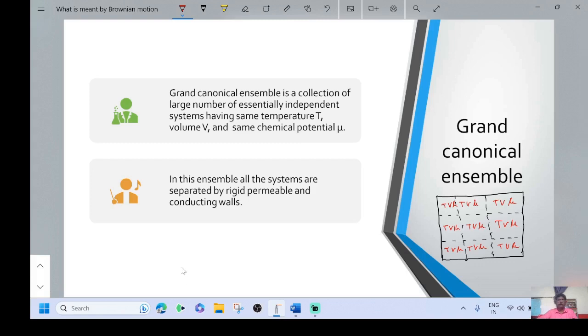Grand canonical ensemble. Grand canonical ensemble is a collection of a large number of essentially independent systems having the same temperature T, volume V, and same chemical potential mu. In this ensemble, all the systems are separated by rigid, permeable, and conducting walls.